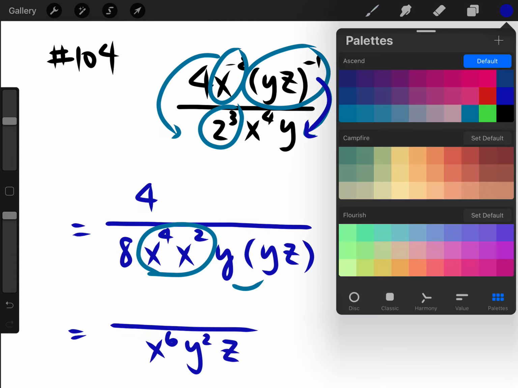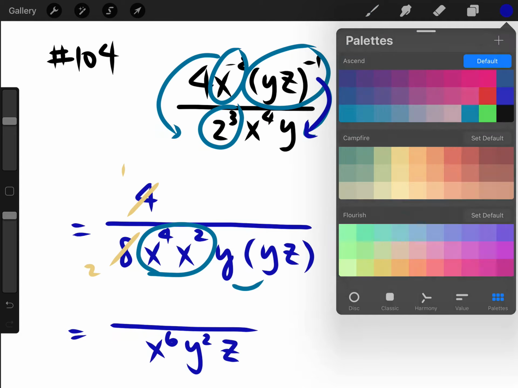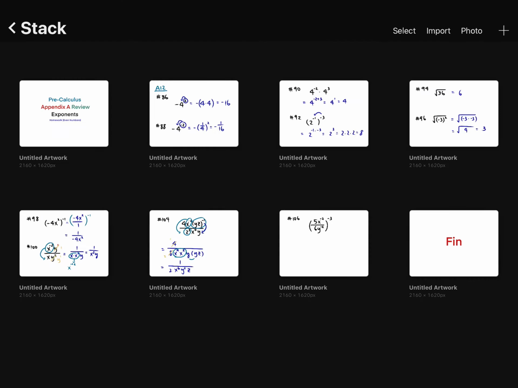Also, you see how you can simplify the 4 and 8. The greatest common factor is 4, so you're just going to divide both numbers by 4. That leaves you with 1 on the numerator side and 2 on the denominator side. Okay, that's the simplest version.